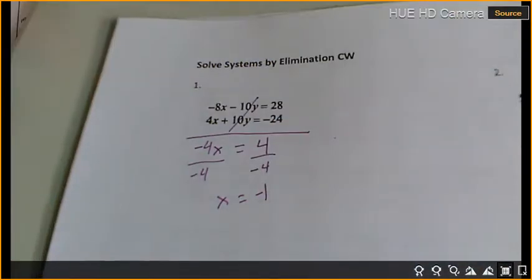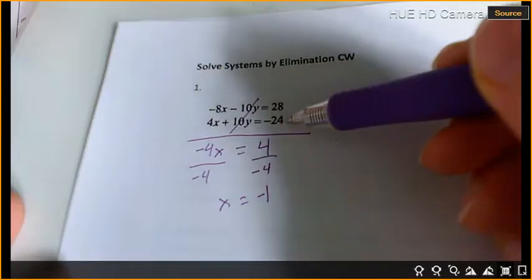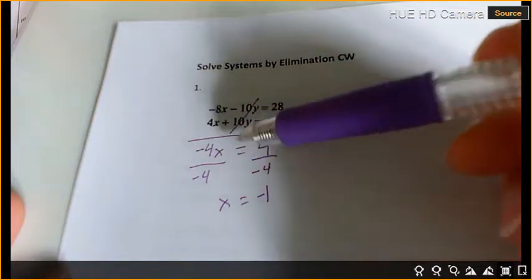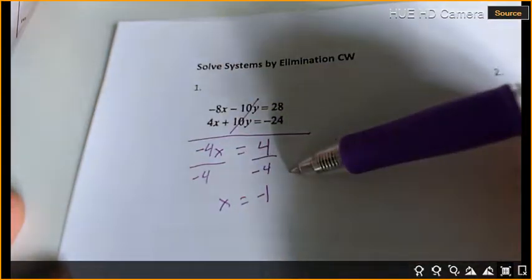Yes, Abby, where'd we get lost? No, we got to plug it back in to find y. Where are you confused, Abby? Yeah, and then 28 plus negative 24 is positive 4. So then I have negative 4x equals 4, and I divided both sides by negative 4.